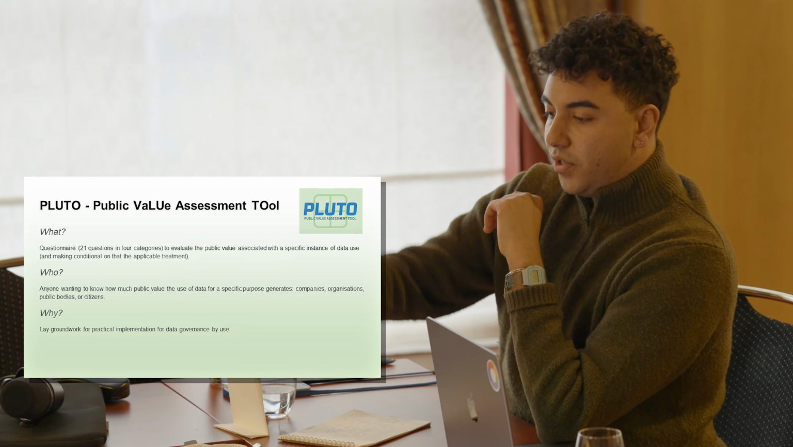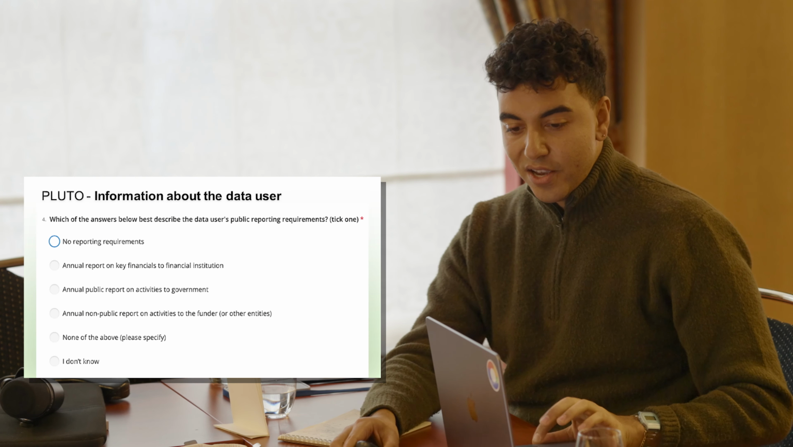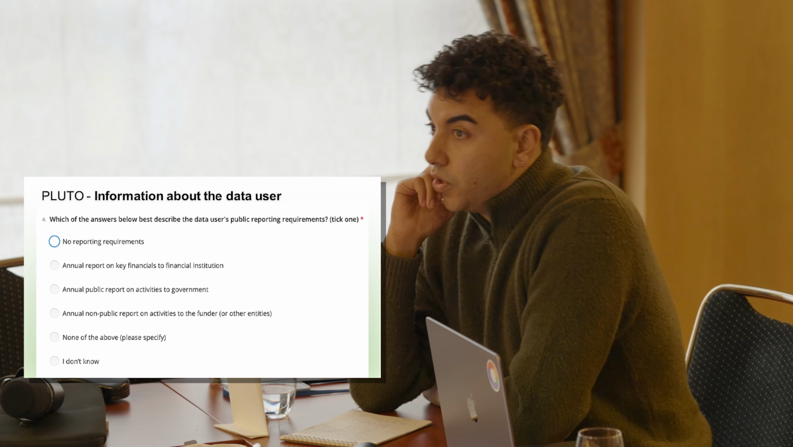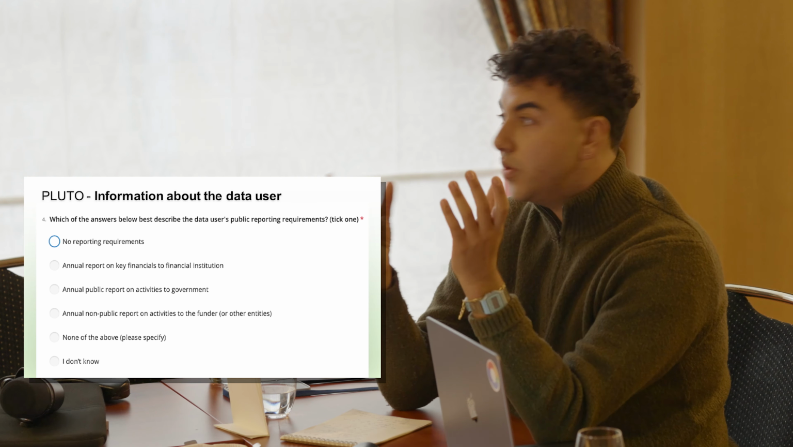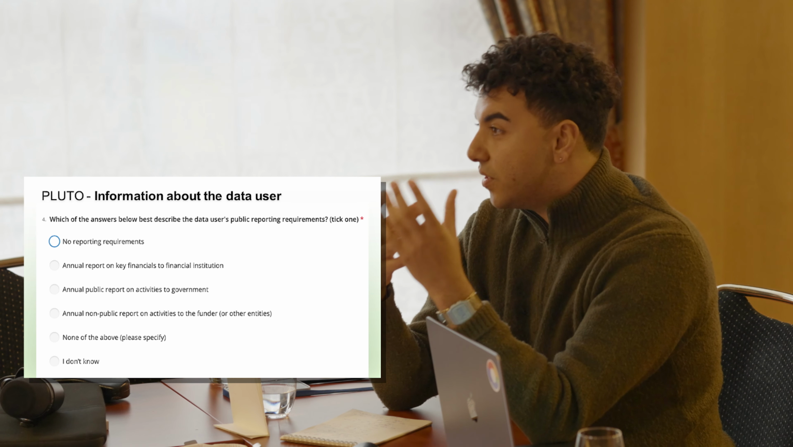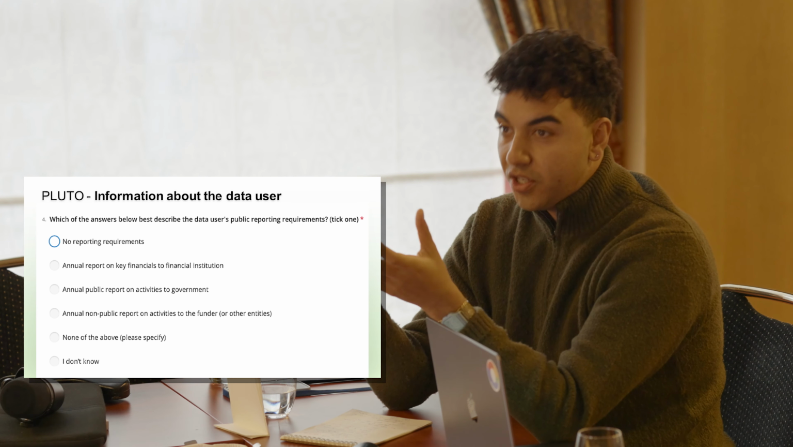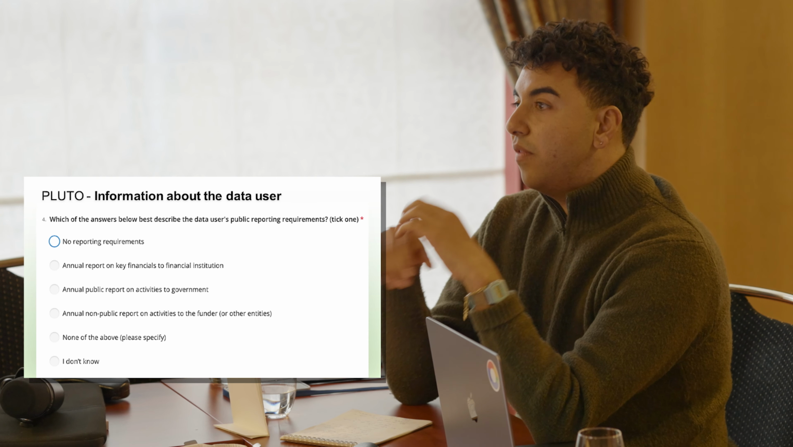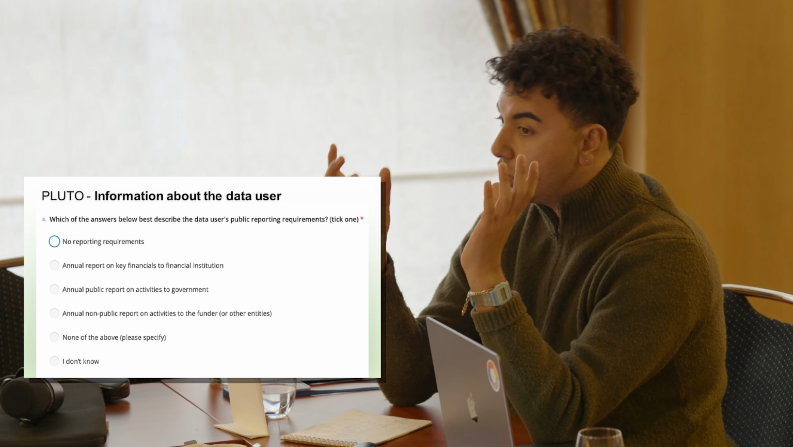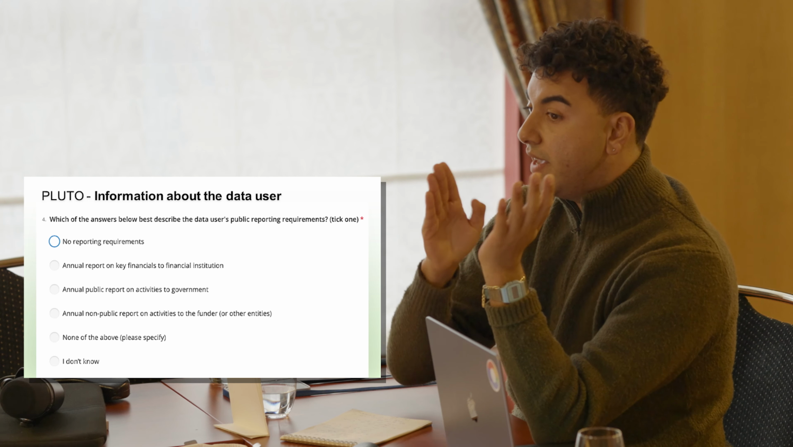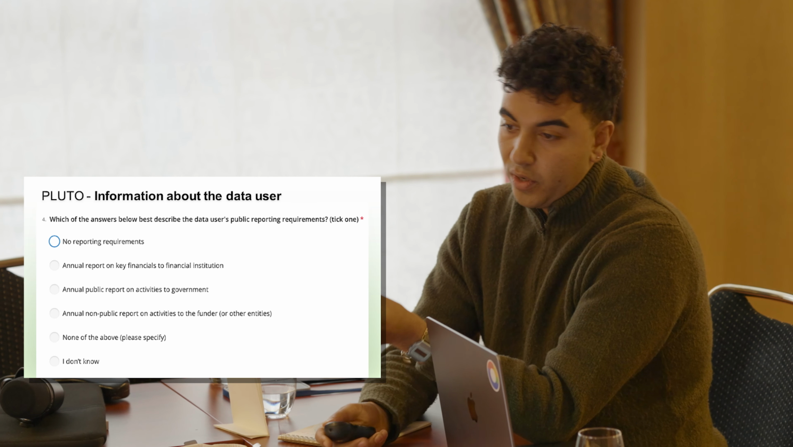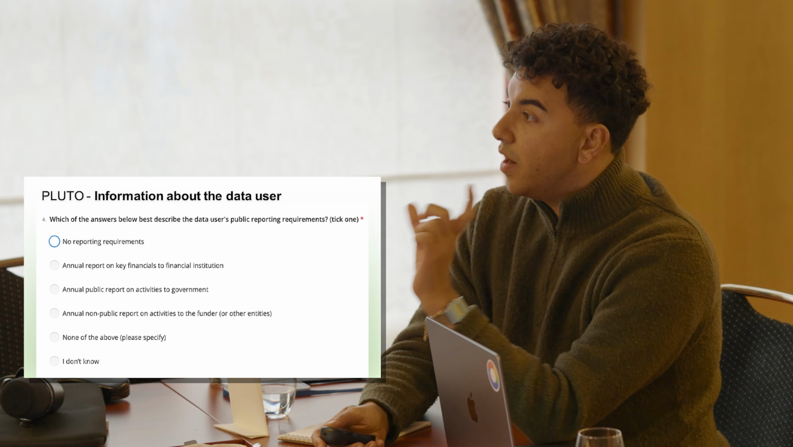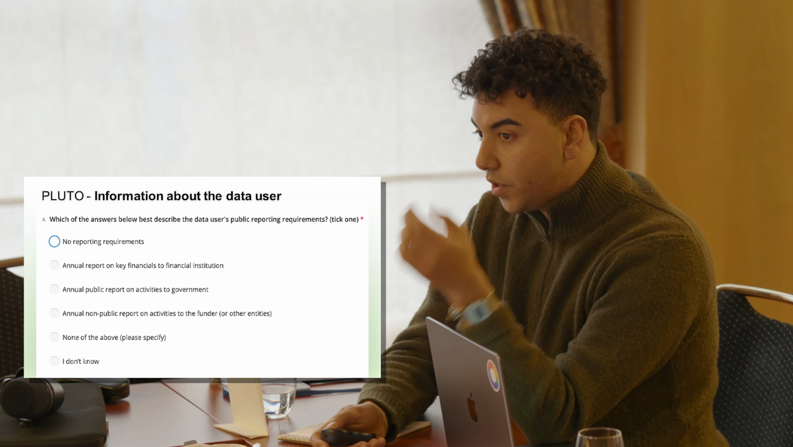Let's start with the first category, which is information about the data user. In this category, we take into account who wants to use the data. Do they have a lot of resources? What type of risk mitigation can we expect from them? What type of overall governance structure can we expect from them? And then we weigh the answers in this category. For example, this is an example question. We ask about the reporting requirements. How transparent is the data user?